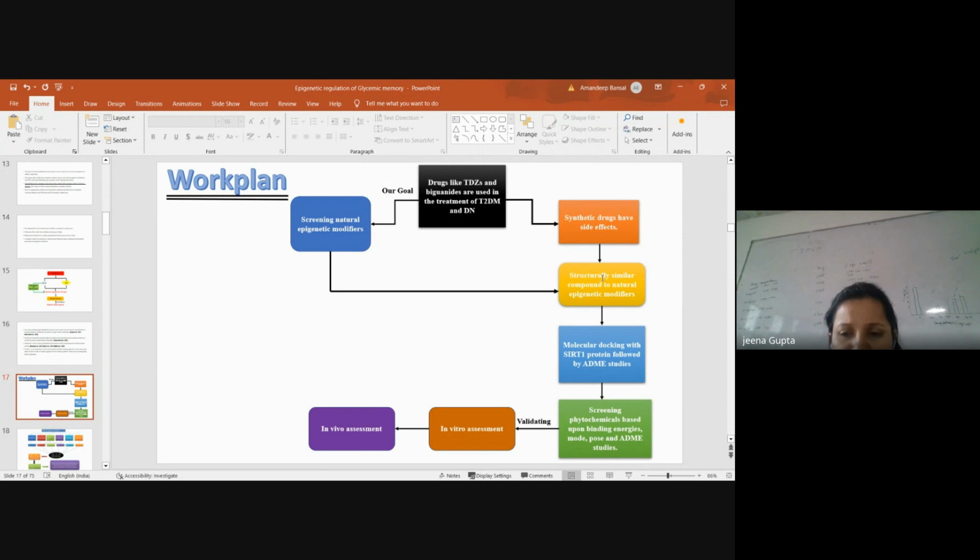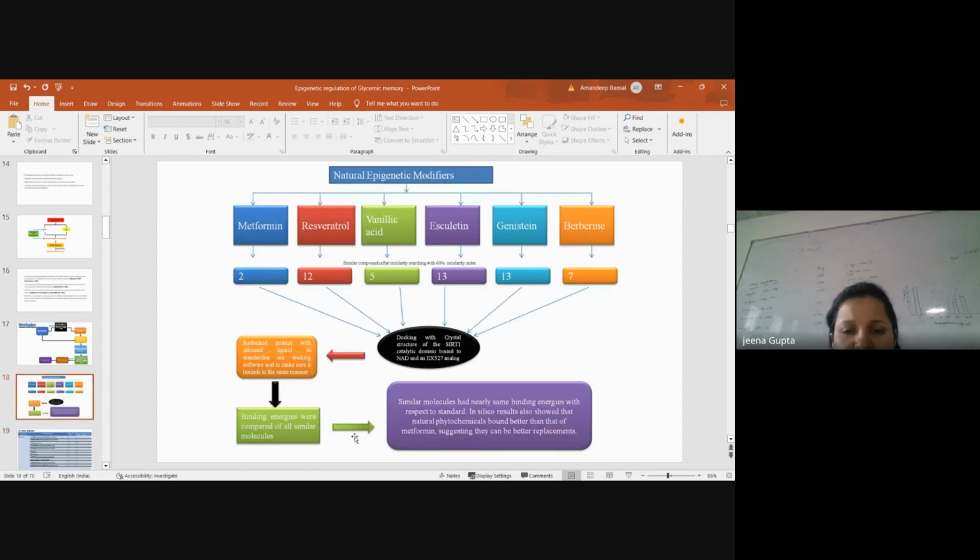So we perform molecular docking studies using AutoDock Vina. We also compared their ADME profile. After these in silico studies, we fished out certain potential drug candidates and then evaluate these candidates in in vitro cell culture studies and in vivo animal models of diabetes.